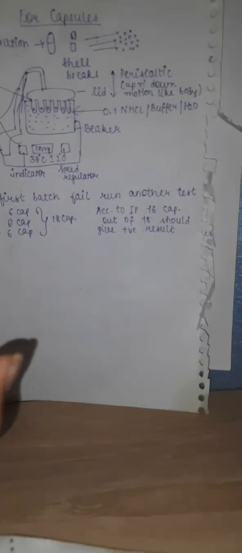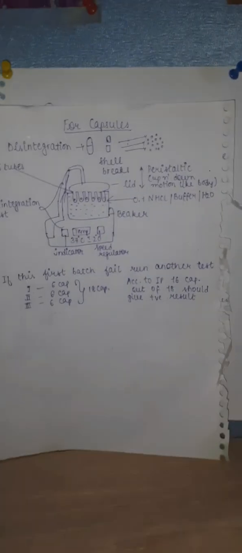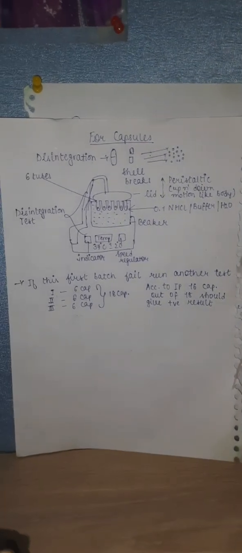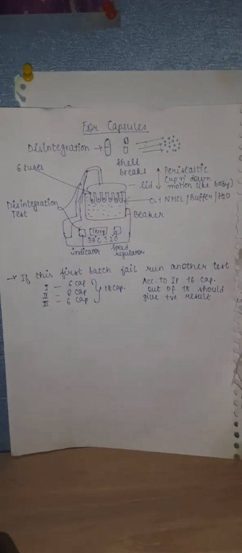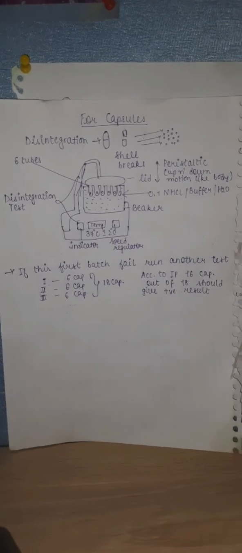Now what does USP say? Or what does IP say? Here we are supposed to see the IP, the Indian Pharmacopoeia. The Indian Pharmacopoeia says that if you're running a test on 18 capsules, then a minimum of 16 capsules should give a positive result in the disintegration test. So this was all about the dissolution of tablets and capsules.